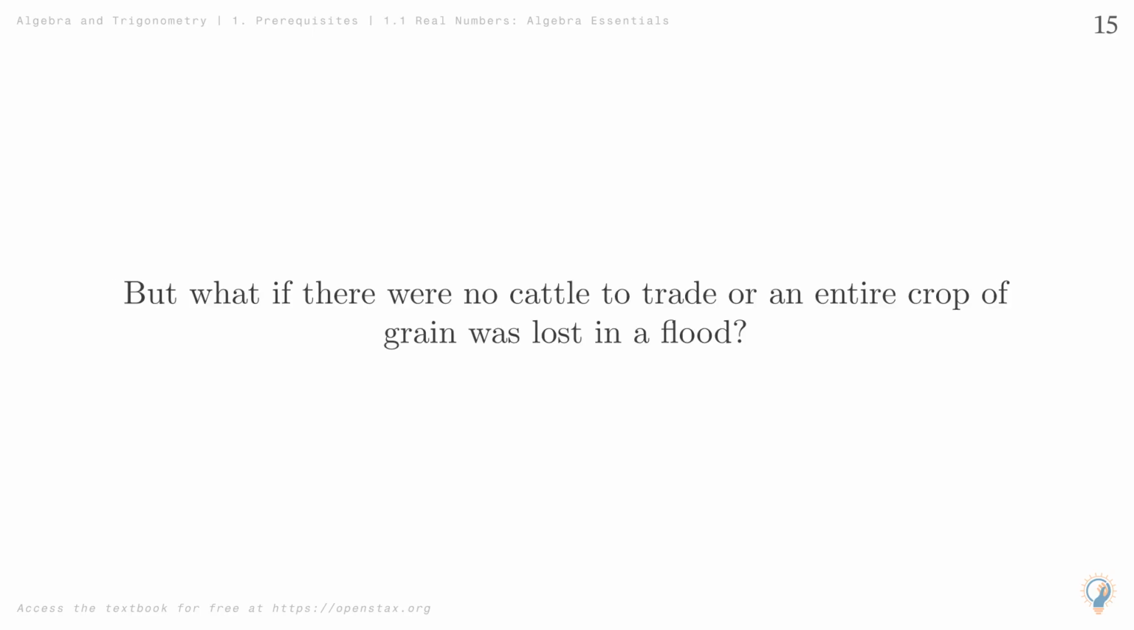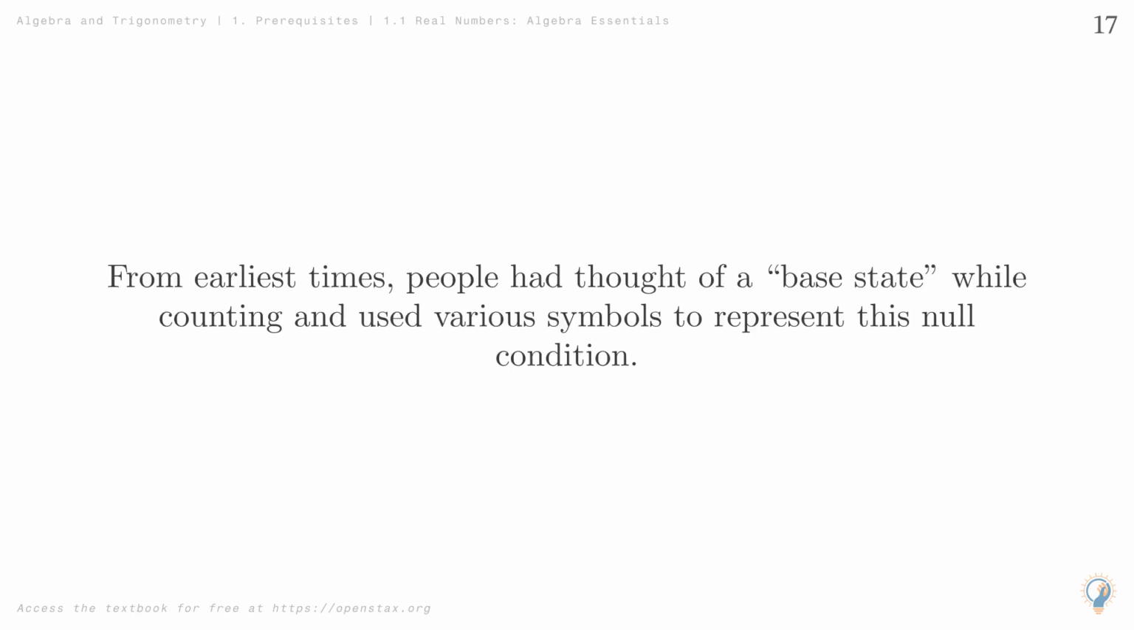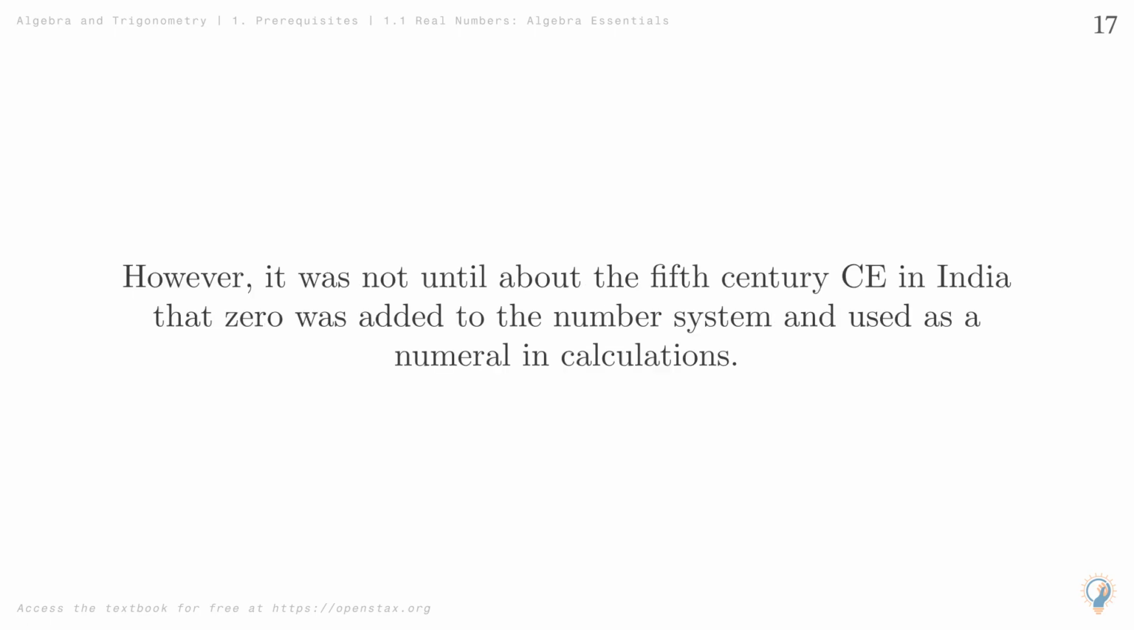But what if there were no cattle to trade, or an entire crop of grain was lost in a flood? How could someone indicate the existence of nothing? From earliest times, people had thought of a base state while counting, and used various symbols to represent this null condition. However, it was not until about the 5th century CE in India that 0 was added to the number system and used as a numeral in calculations.